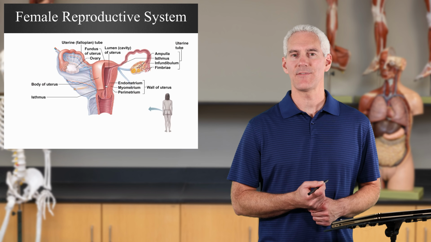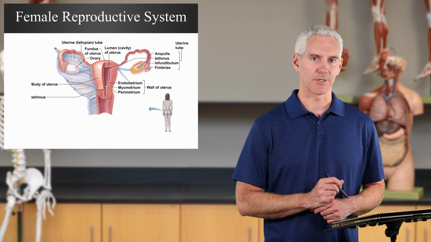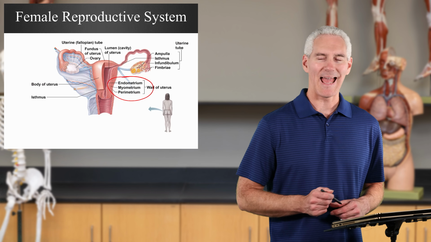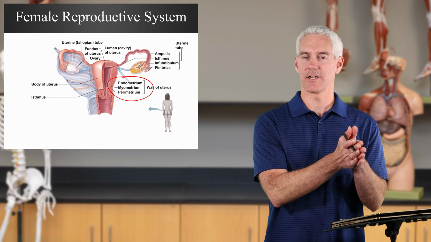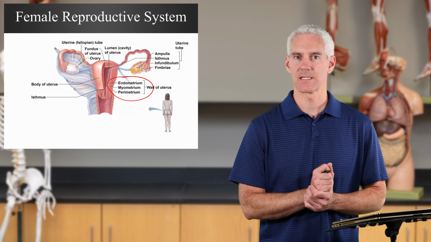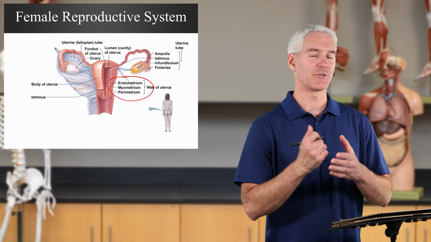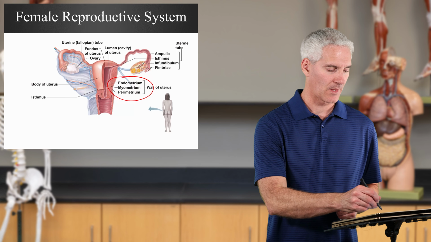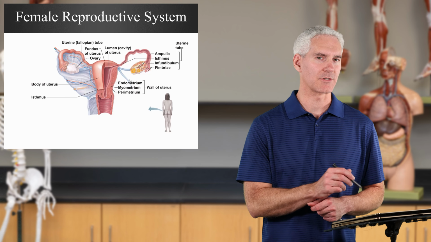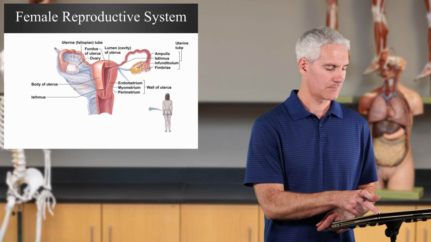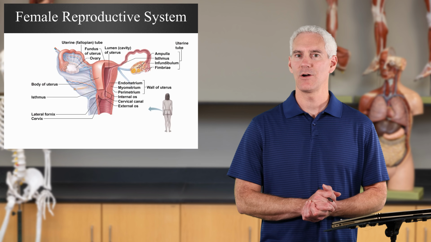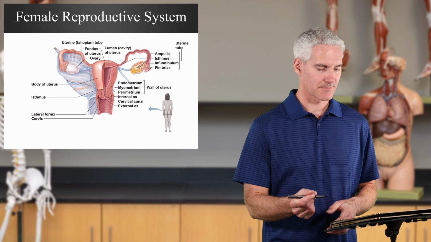Now the uterus itself has 3 main layers. The endometrium is the inside layer, myometrium is the middle layer, and perimetrium is the outside layer. We'll have to come back to those later, so keep that in the back of your minds. Then heading down into the actual cervix.